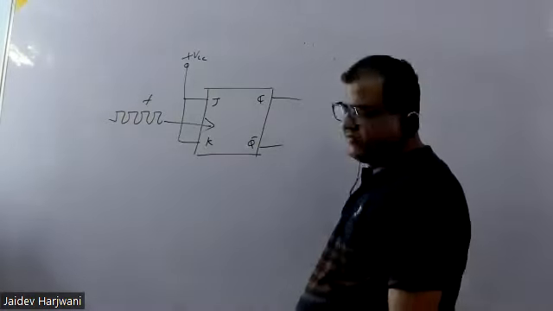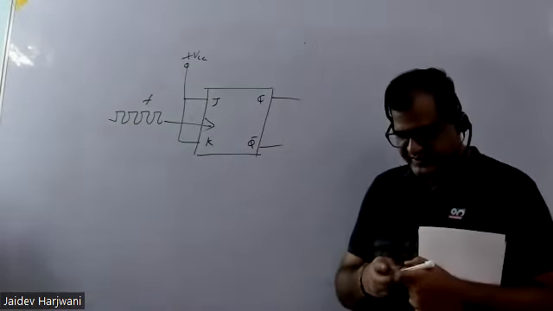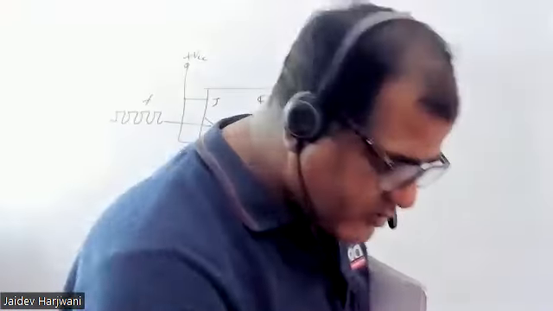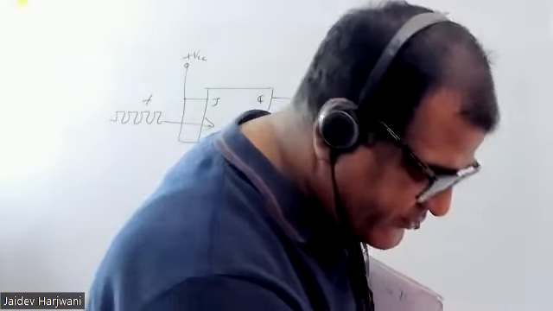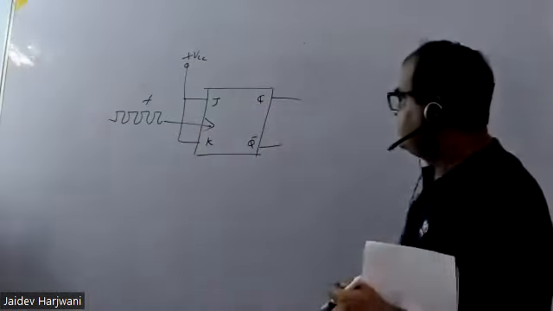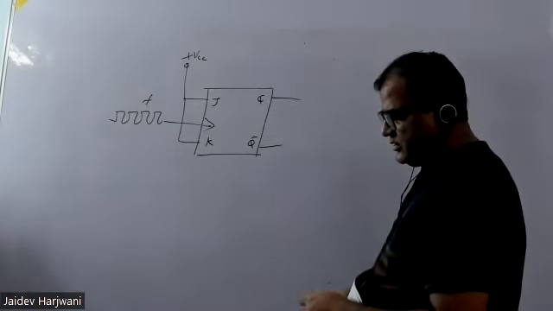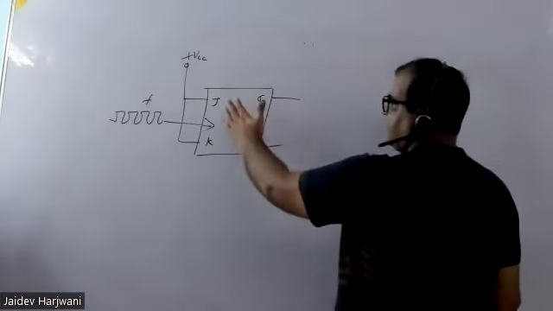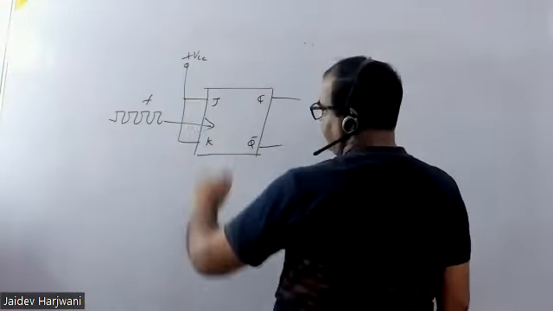So this is a JK flip flop. In which mode is it acting? If J equals 1 and K equals 1, then in which mode is the JK flip flop working? Can anyone tell me? If J equals 1, K equals 1, then what will the next state be? Toggle. It will always toggle.